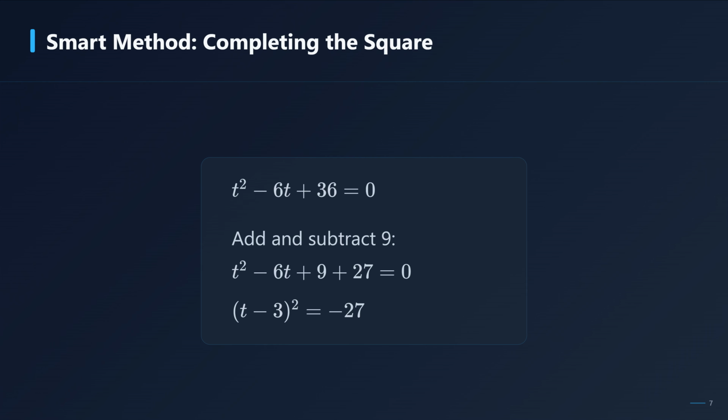Now, instead of using the quadratic formula, let's complete the square. We add and subtract 9. T squared minus 6t plus 9 is a perfect square. That's t minus 3 squared. And we're left with plus 27 on the other side, which we move over to get t minus 3 squared equals negative 27.